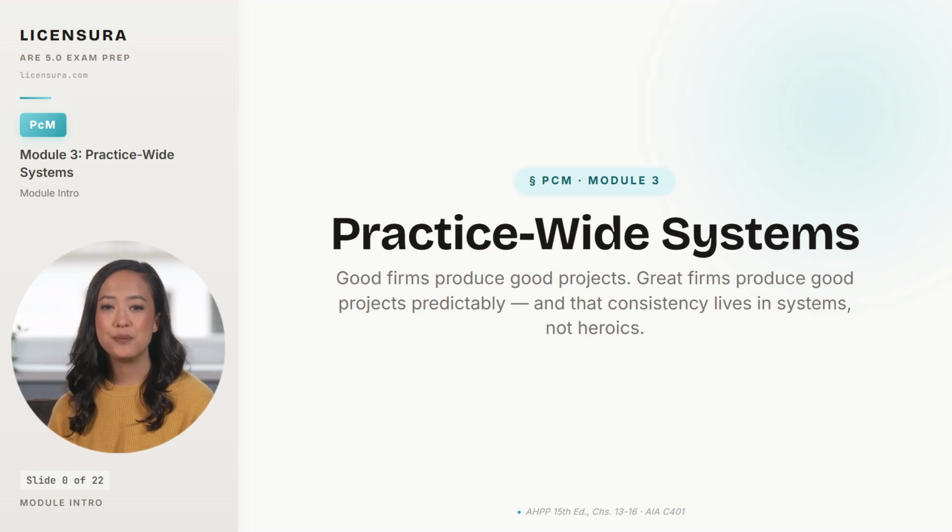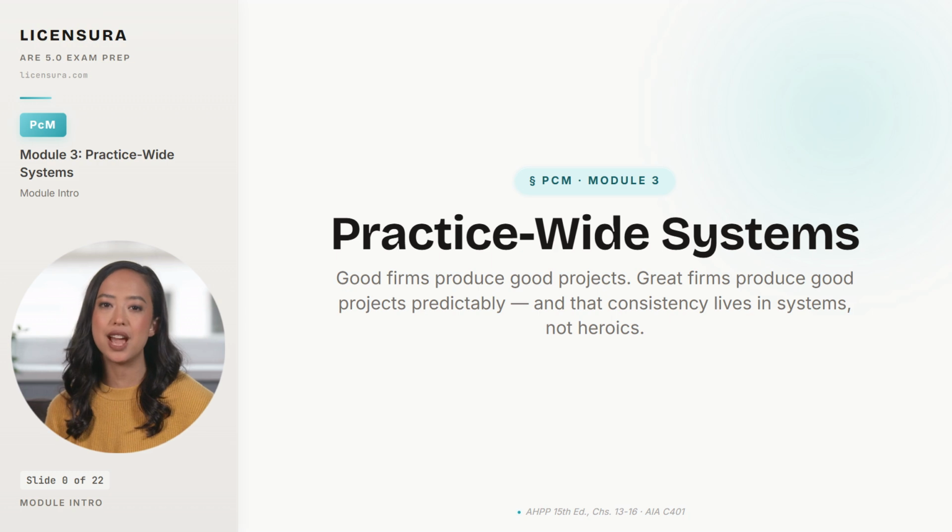Ask a struggling firm why a project went sideways, and you will hear a story about a single bad decision, the wrong consultant, a missing detail, a clash that surfaced too late in the BIM model. Ask a great firm the same question, and you will hear about a system that didn't catch the problem early enough, followed by the change to the system so the next project doesn't repeat it. That distinction is what PcM Module 3 is testing.